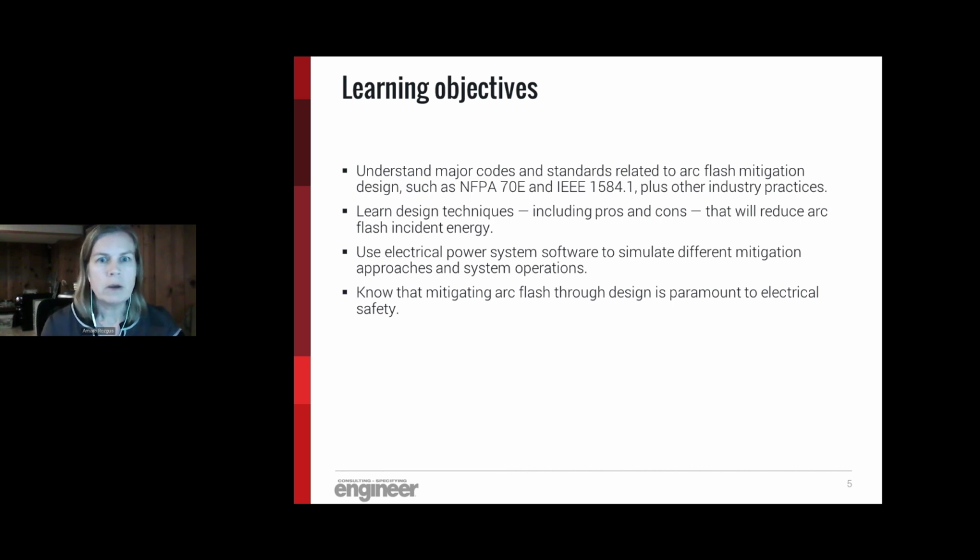All right, so here are the learning objectives for today's event, and we'll talk about these in today's presentation. Please note that any red underlined text you see is a hyperlink in the PDF where you can get more information.